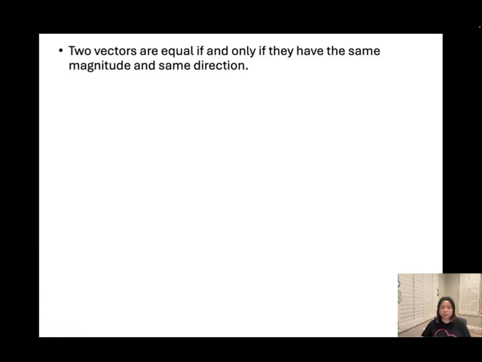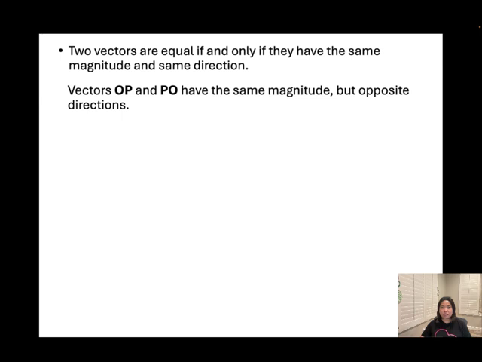Two vectors are equal if and only if they have the same magnitude and the same direction. Vectors OP and PO have the same magnitude. They have the same distance, but opposite direction, so they are going in different directions here. The magnitudes are equal, but the direction is opposite.